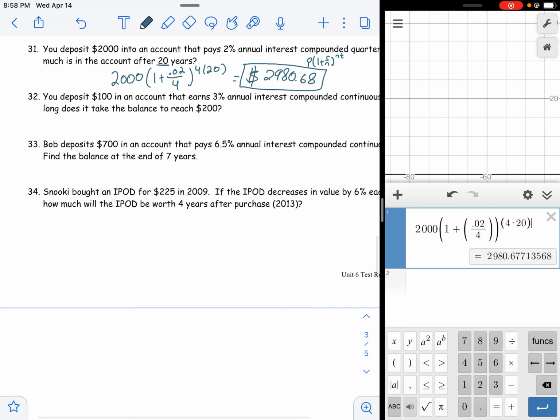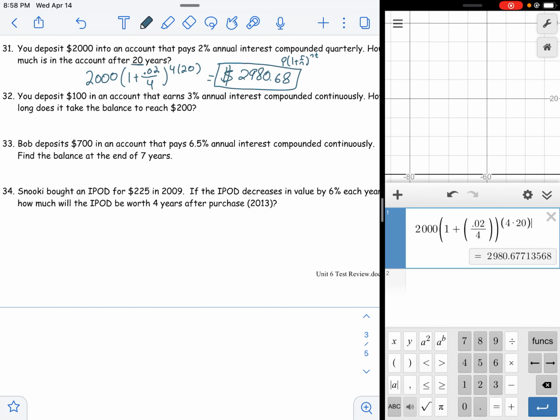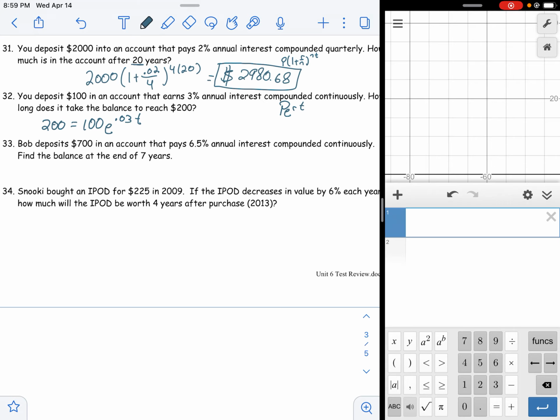All right, next up, it says you deposit $100 into an account that earns 3% annual interest compounded continuously. Continuously is PERT. So we have 100 e raised to the rate, which is 0.03, multiplied by t, which we actually don't know in this case. We're wondering how long does it take for this account to hit 200.